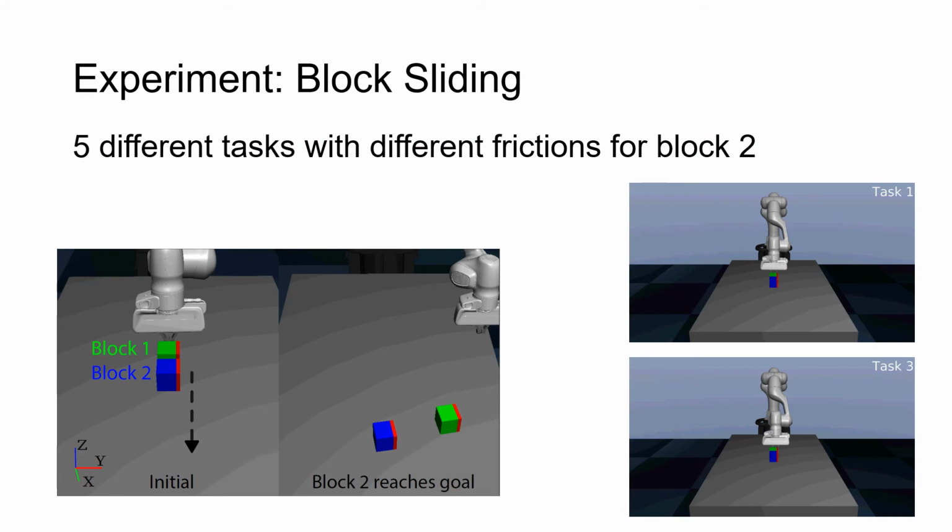The next task involves pushing a block, which in turn kicks the second block towards a goal. We vary the friction of the second block across tasks, and the robot arm must adjust its push accordingly. Here are some of the sample results from HyperCRL after training on all tasks.